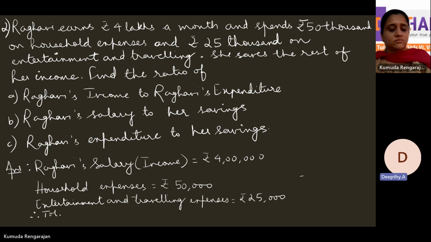Ma'am, we have to add the household expenses and the entertainment and traveling. Yeah, that'll be the total expense. 30,000. Yeah. 75, no? I'll do it again.